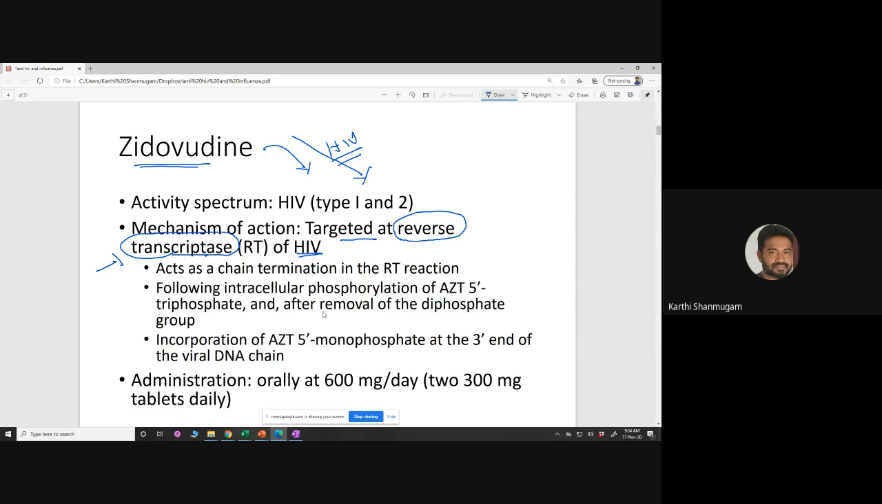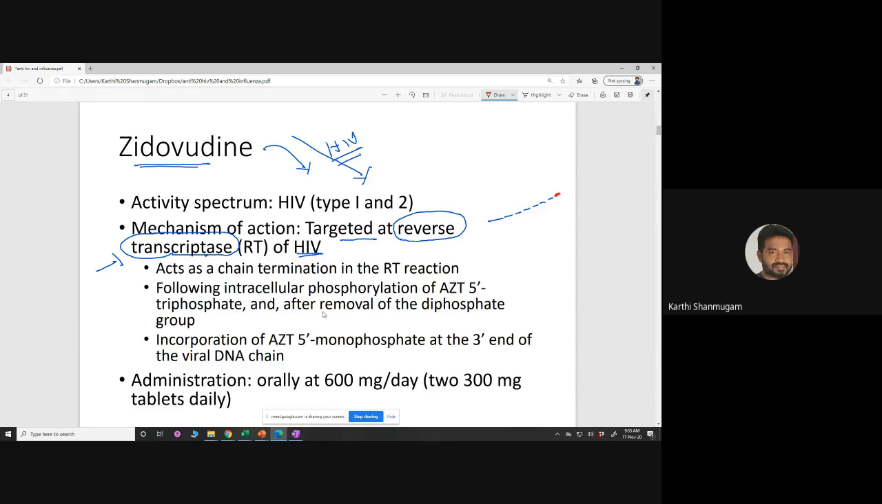It acts as a chain terminator in the reverse transcription reaction. The chain elongation process takes place as each nucleotide comes and joins to form the DNA molecule. If zidovudine goes and binds, it acts as a terminator. The chain elongation process will not take place because it lacks the OH group at the 3' position, which I already discussed in my previous lecture.